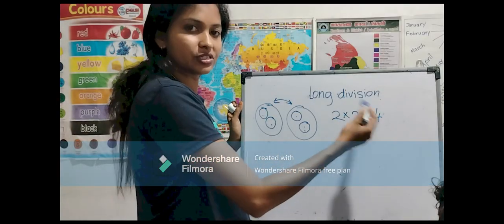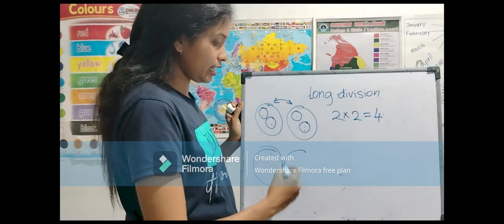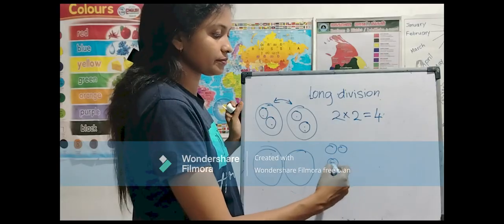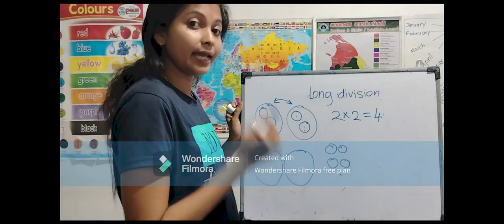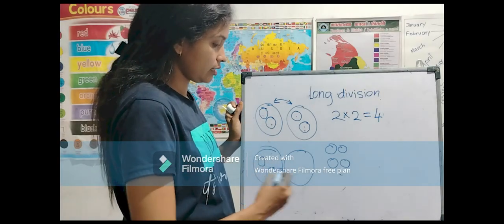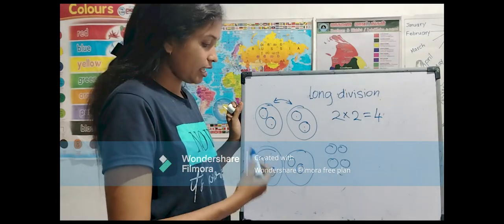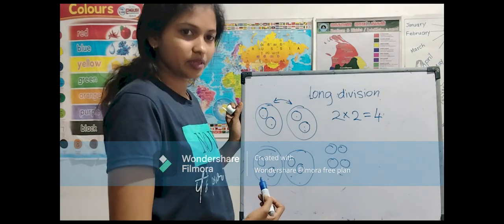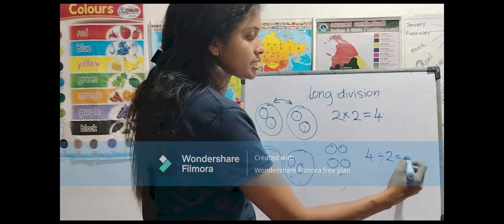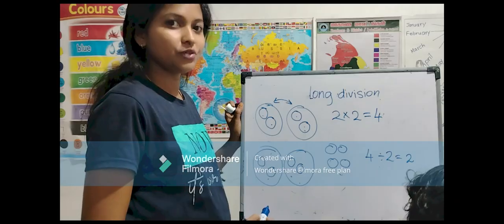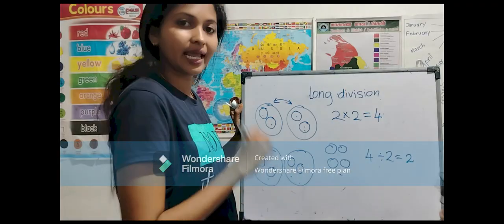This is multiplication, right? Division means the opposite of this. There are 4 toffees and you want to divide them equally between 2 people. How can you divide this? You can divide it as 4 divided by 2 equals 2. I think you got it. This one we can do as a calculation.